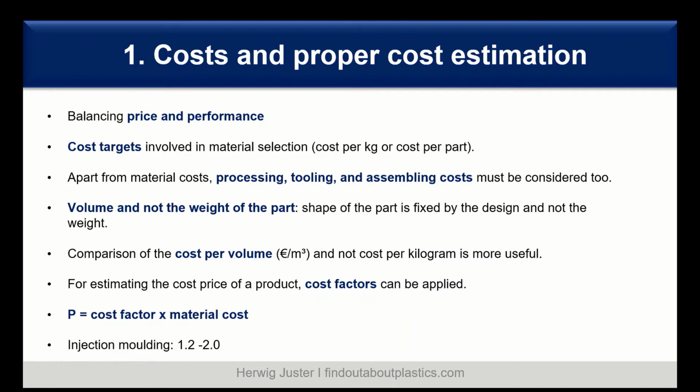Also, a simple tool for estimating cost prices are cost factors, and it is shown here also. For example, the product price equals the cost factor times the material cost. And for example, when you have injection molding as a processing technique, the cost factor is between 1.2 and 2. So it really depends, and those cost factors are also available in the literature.